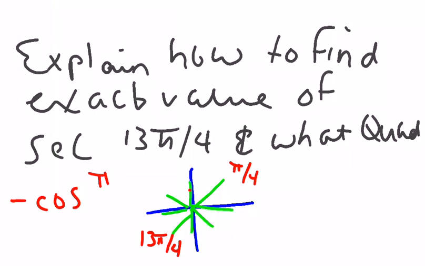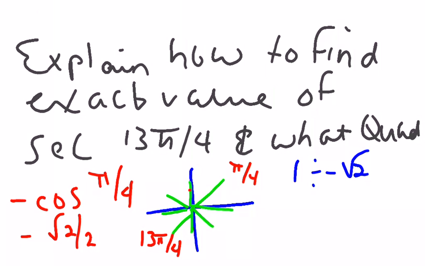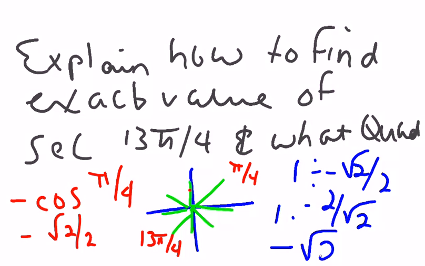So the negative cosine of pi over 4 is going to give us the same result as just finding 13 pi over 4. And so we know that the cosine of pi over 4 is square root of 2 over 2. So it's going to be negative square root 2 over 2. But we want secant, so it's 1 divided by negative square root 2 over 2. So it becomes 1 times negative 2 over square root of 2. We have to rationalize our denominator. When all said and done, our answer is negative square root 2.